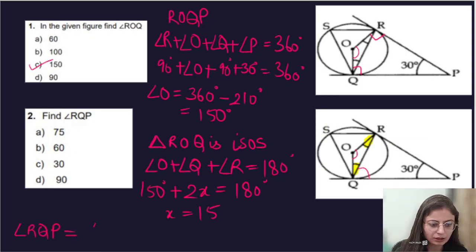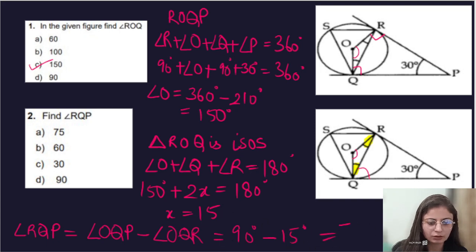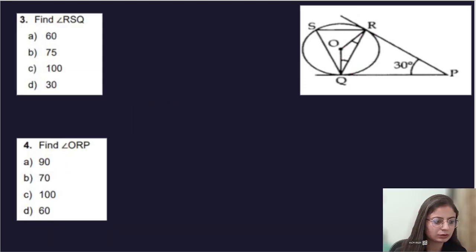Okay, so angle RQP equals angle OQP minus angle OQR, right? Because tangent is perpendicular to the radius, right? Minus angle OQR, which is 15 degrees, right? So this will be 75. So which option is correct? First option is correct. Okay. Now let's move to next question.